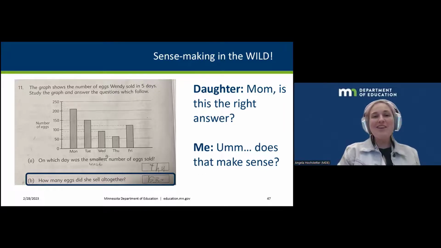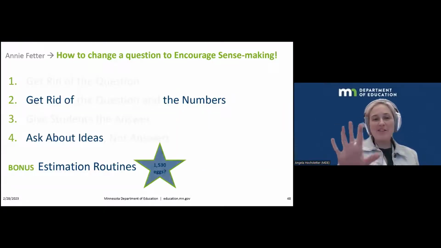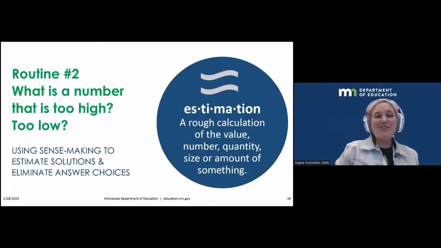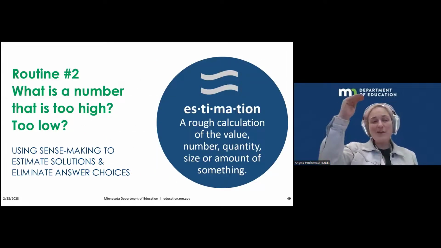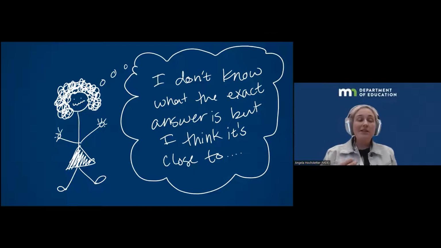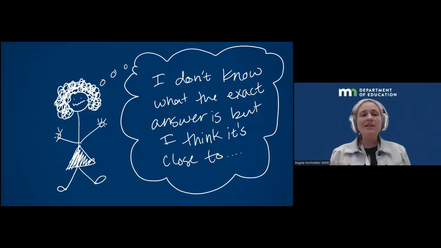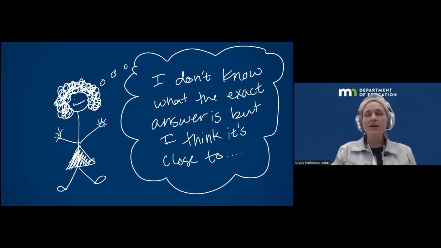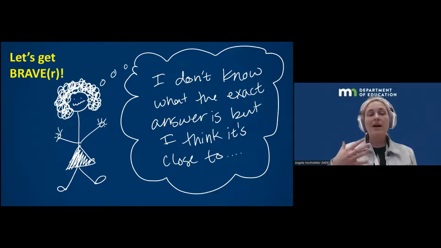And I was like, all right, this is when we really need to talk about estimation. I totally agree. Thinking about Annie Fetter's work, we're going to really focus in on estimation routines, but bringing in the other parts. 1,530 eggs. Not sure that's realistic, but we'll find out because we're going to estimate. So this one routine is with estimation, what number is too high, what number is too low. And what's great is that you can bring students in no matter where they're at, because sometimes they really feel like, I don't know what the answer is, but we can help them see what's close because they know more than nothing about whatever it is you're talking about. They know more than they think they know.